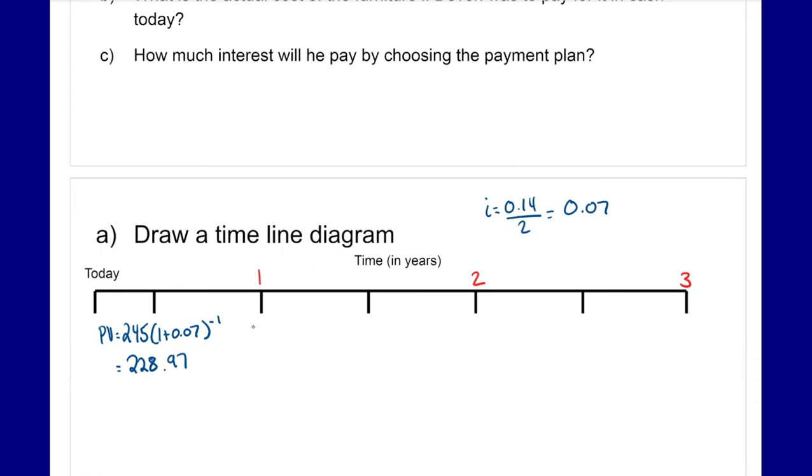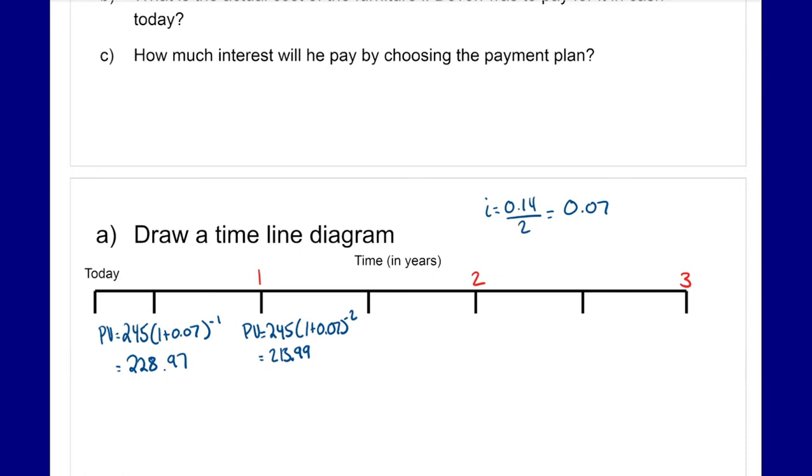At 1 year, again, I'm paying another $245. I want to find out what is the value of that payment presently, minus the 2 compounding periods of interest. Just move this over slightly. And when we go through and calculate, we get 213.99. So that's the present value cost.